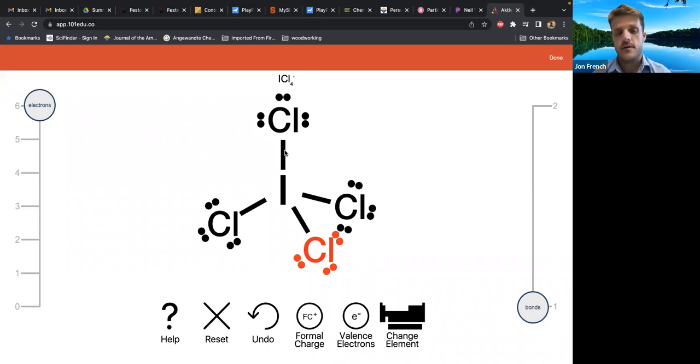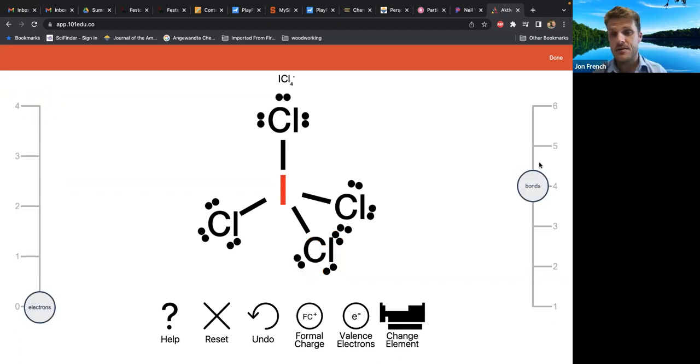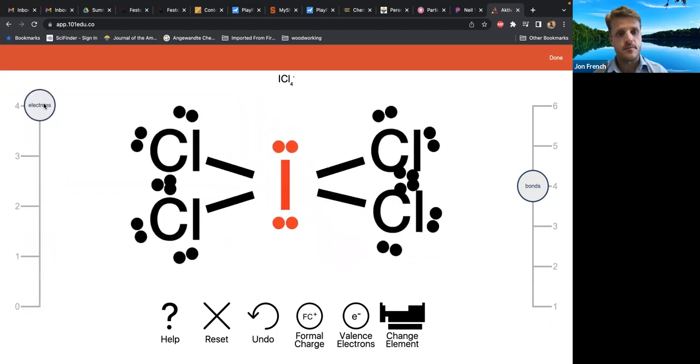Iodine does have a full octet currently, but we've got 4 more electrons to assign. Iodine can break the octet rule because it has access to d electrons. So those remaining 4 electrons, I'm going to assign to iodine. And there we are. We're in the octahedral electron domain geometry, and we're going to have a square planar molecular geometry for this molecule.